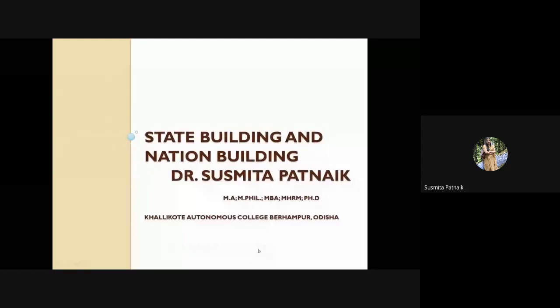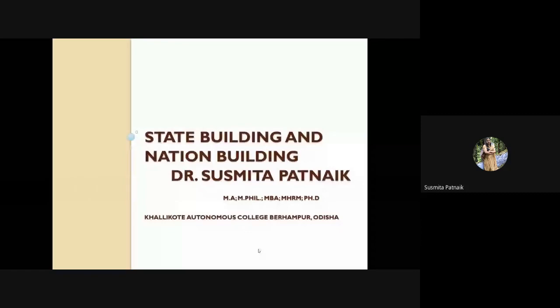In our examinations, questions will come about what we mean by state building, and what the relation is between state building and nation building in the post-colonial period, or what the differences are between state building and nation building in the European state. As a student of political science, we should know the meaning of state building. So first of all, we are proceeding with the connotations of state building.